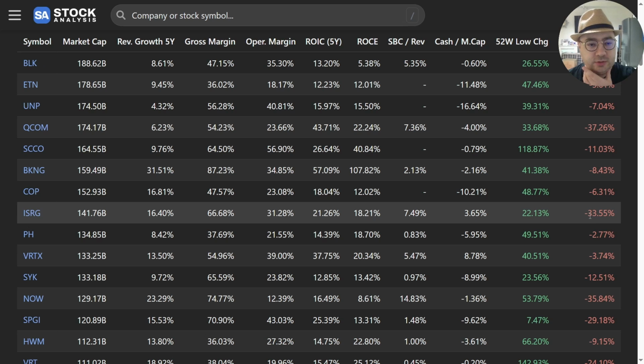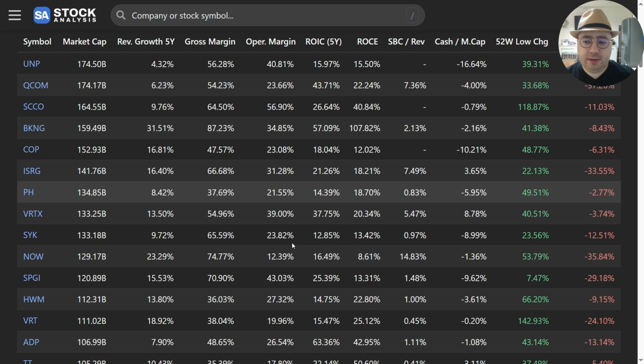Intuitive Surgical, that's interesting. Revenue growth, last 5 years, 16%. That's solid. Positive cash to market cap. SBC to revenue, quite high. This is not a tech company. Actually, you could say it does have technology to it. It's a medical devices company. Very nice ROIC and ROC. Yeah, not bad. Minus 33%. We're gonna look into it later, but let's see.